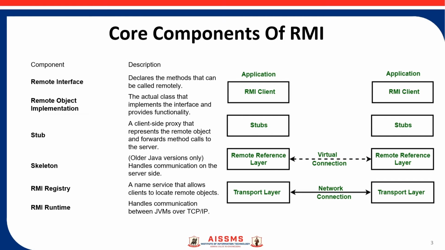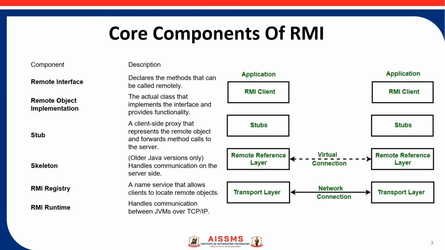Then remote interface, this is a special interface that defines the methods which can be called remotely. It acts as a contract between the client and the server. The interface extends the java.rmi.Remote interface, and every method throws a RemoteException. Stub and skeleton. The stub acts as a proxy on the client side. It forwards the client's method call to the server over the network.